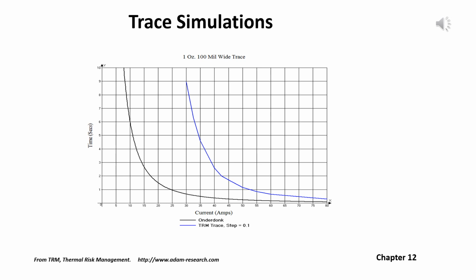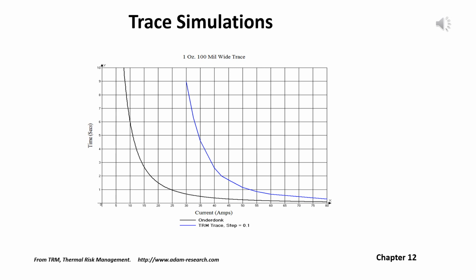These two curves are the result of two simulations of fusing current down a trace. The horizontal axis is the amount of current that goes down the trace. The vertical axis is the time it takes for the trace to reach the melting temperature. The blue line models an actual trace on FR4 board material. The black line is Onderdonk's equation, assuming no cooling whatsoever. When these traces start out on the far right-hand corner of the axes, the curves are approximately the same. At 75 or 80 amps, each one takes under a second. In fact, under a half a second.